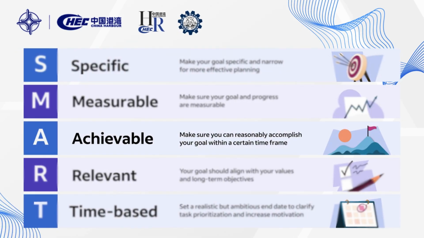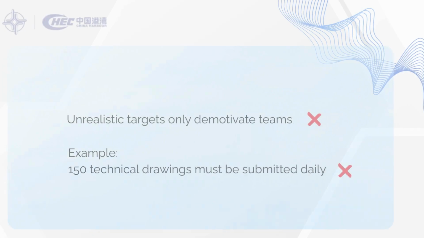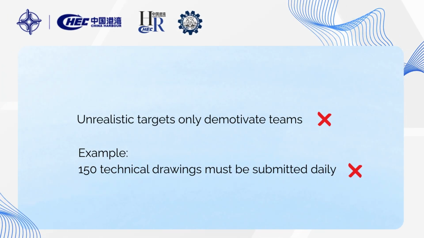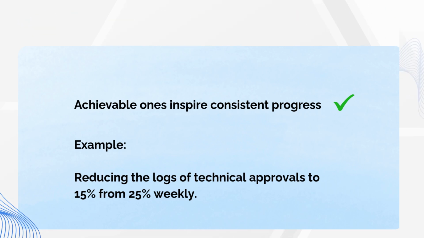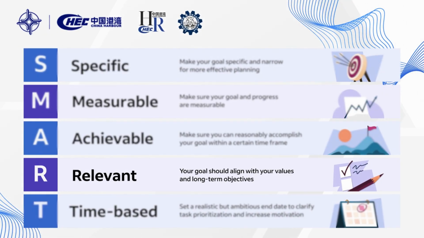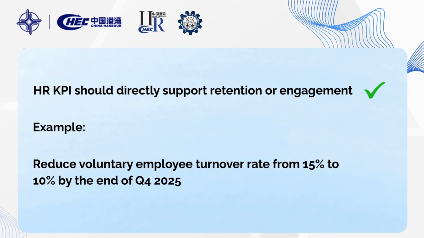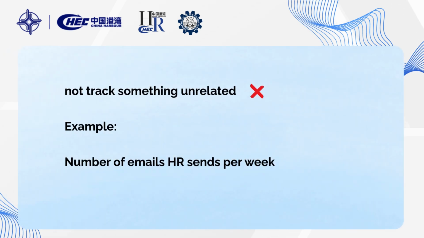Third, achievable. Your goal should be realistic and possible to accomplish within a certain time frame. Unrealistic targets only demotivate teams, while achievable ones inspire consistent progress. Fourth, relevant. The KPI must align with your team's values and the organization's long-term objectives. For example, an HR KPI should directly support retention or engagement, not track something unrelated.